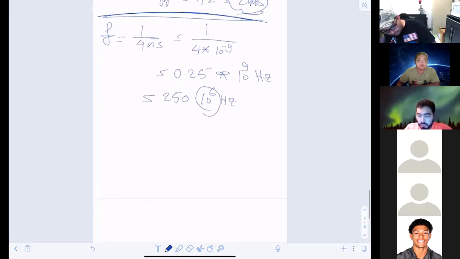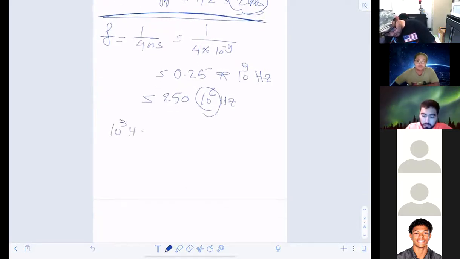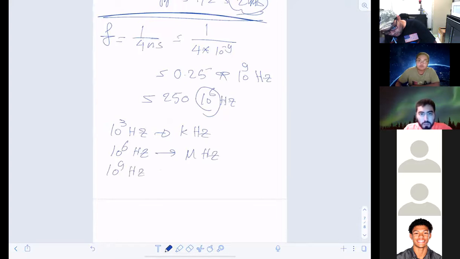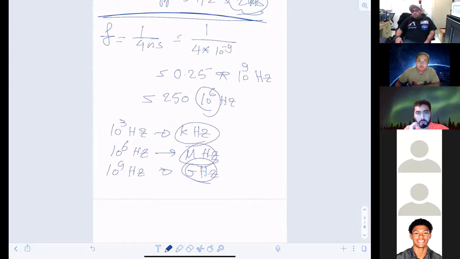So like this, 10^3 hertz is basically kilohertz. 10^6 hertz is basically megahertz. 10^9 hertz is gigahertz. So if somebody tells you their Intel i9 processor is running at 1.4 gigahertz, that means the crystal inside your processor is basically running at that frequency, and this will tell you the duty cycle.